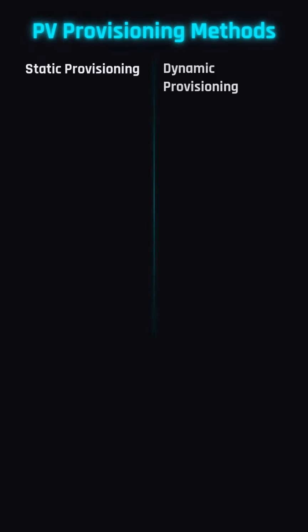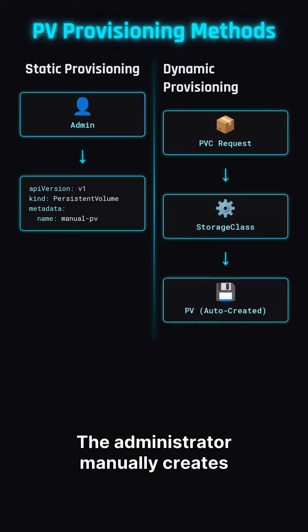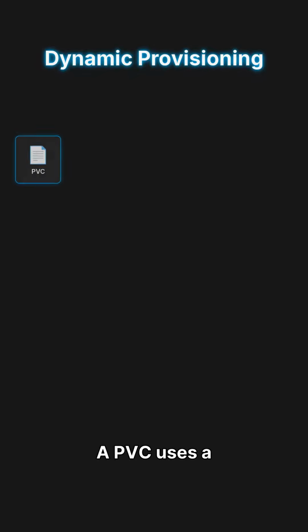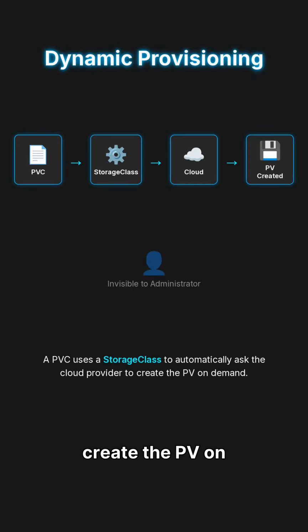PVs are created in two ways. 1. Static provisioning. The administrator manually creates the PV YAML before any pods are deployed. 2. Dynamic provisioning. This is the modern way. A PVC uses a storage class to automatically ask the cloud provider to create the PV on demand, making the entire process invisible to the administrator.